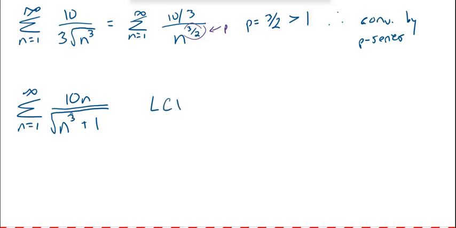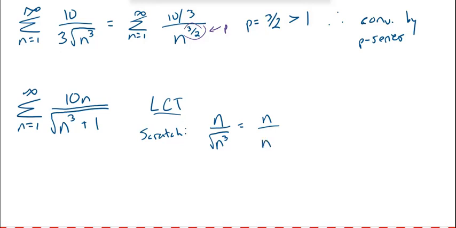We would do LCT. My scratch work is, I'm going to just drop the 10 completely because it doesn't matter. And I'm just going to write the biggest power in the top. That would be n divided by the square root of n cubed. And then I'm going to do the same thing that I did in the last problem. I'm going to write that square root of n cubed thing with a fractional exponent.